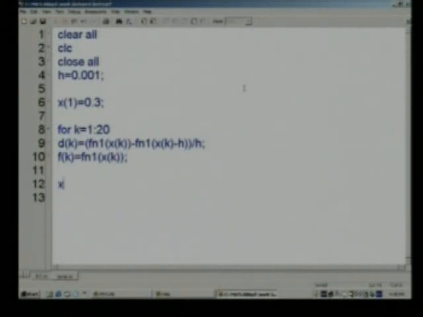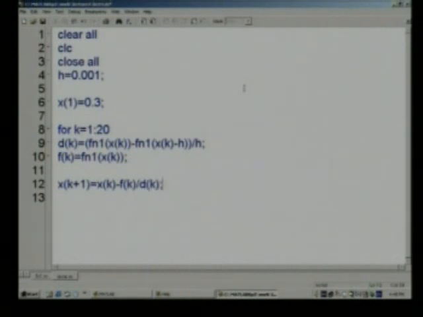Okay. So what is my next value? That is xk plus 1 will be equal to xk minus fk divided by dk.